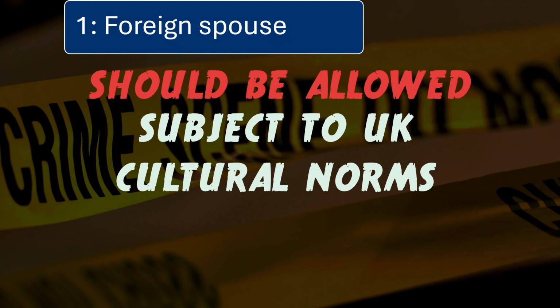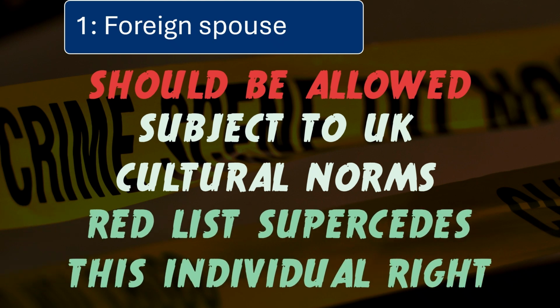The big caveat to add would be, if we as a country decide that immigrants from a certain country are on a red list, where no further immigration is allowed, in that case, a UK citizen would have to choose to go live in their spouse's country. We would not grant UK citizenship to their spouse.